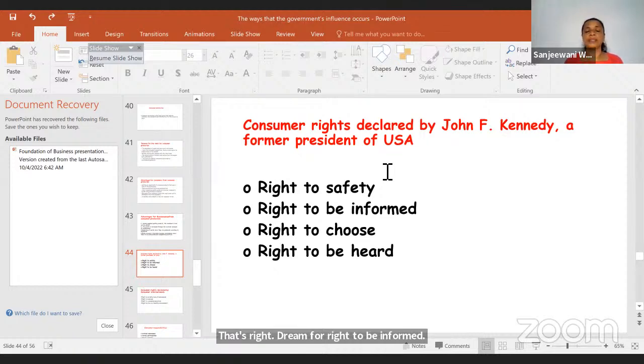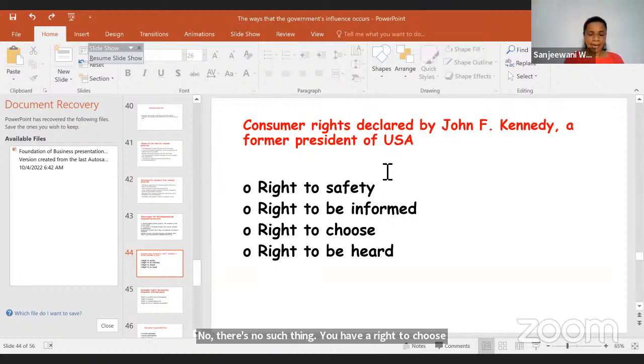Then the right to choose, in the sense of abundant goods and services in the market. You have a right to choose the proper one. The seller cannot stop you. The seller cannot say, no, you can't, you touch this and you need to buy that. No, there's no such thing. You have a right to choose the proper one, which is suitable to you.